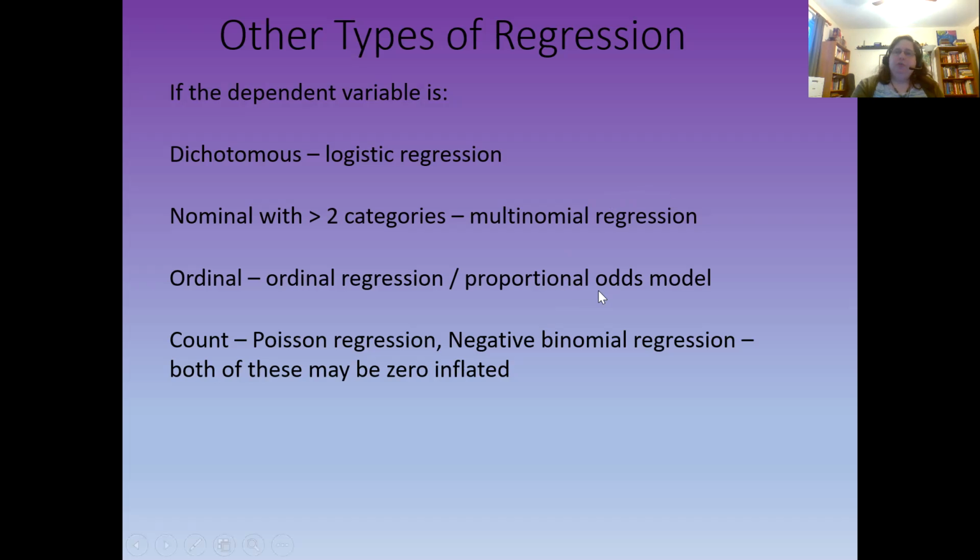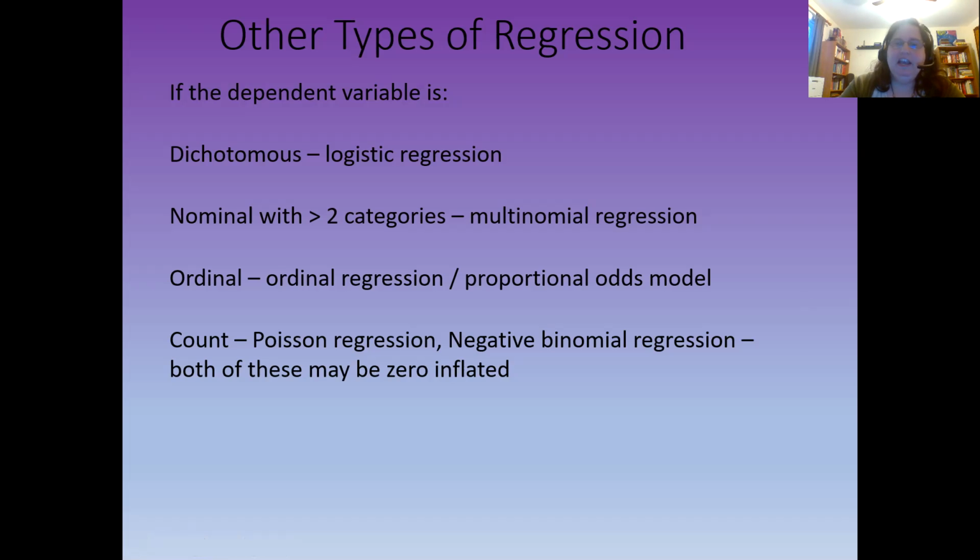Ordinal regression. That's when your DV is ordinal. I want to predict who will finish in what place of a race, based on hydration beforehand, carbs beforehand, and confidence. Okay, there you go. There's an ordinal regression for you.